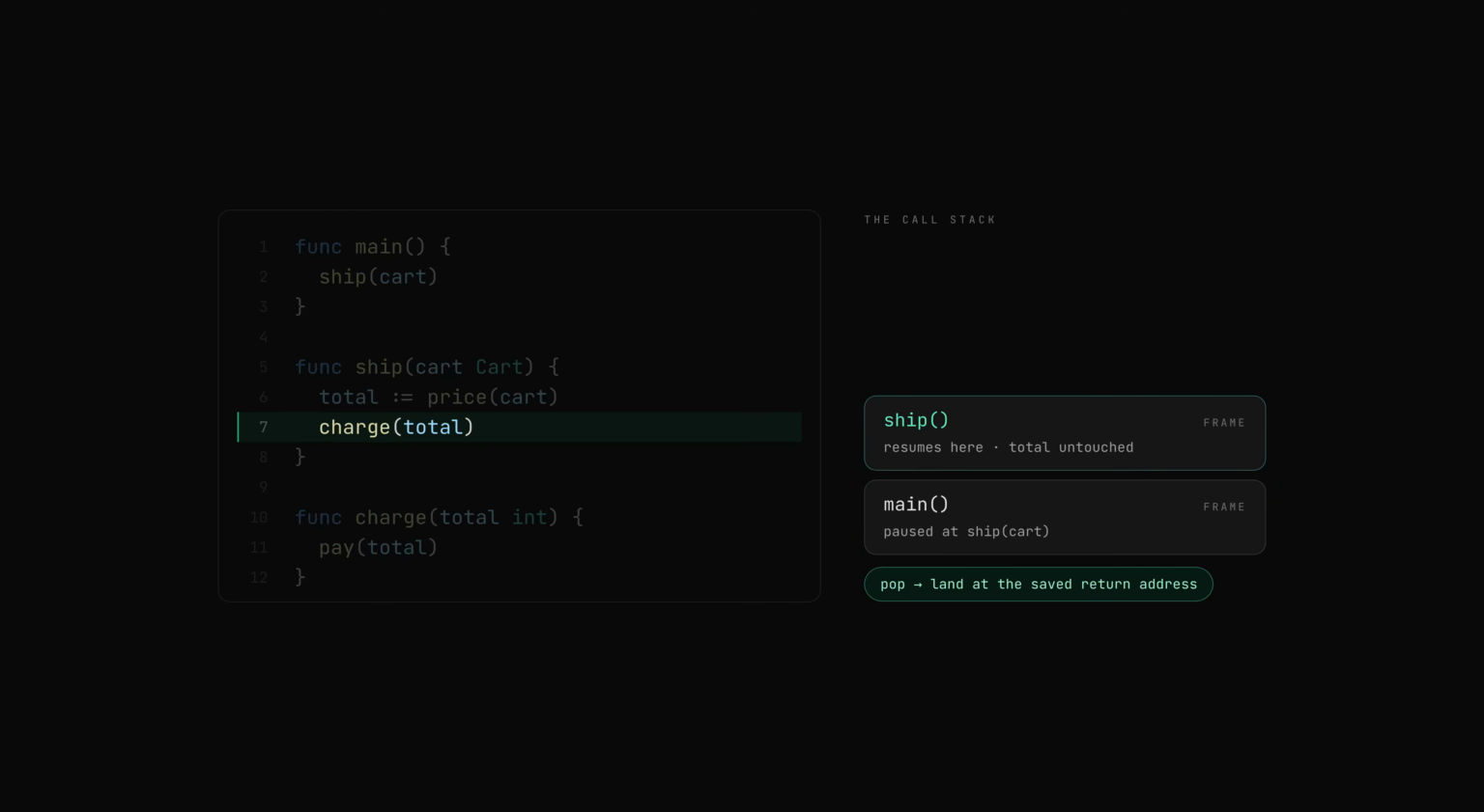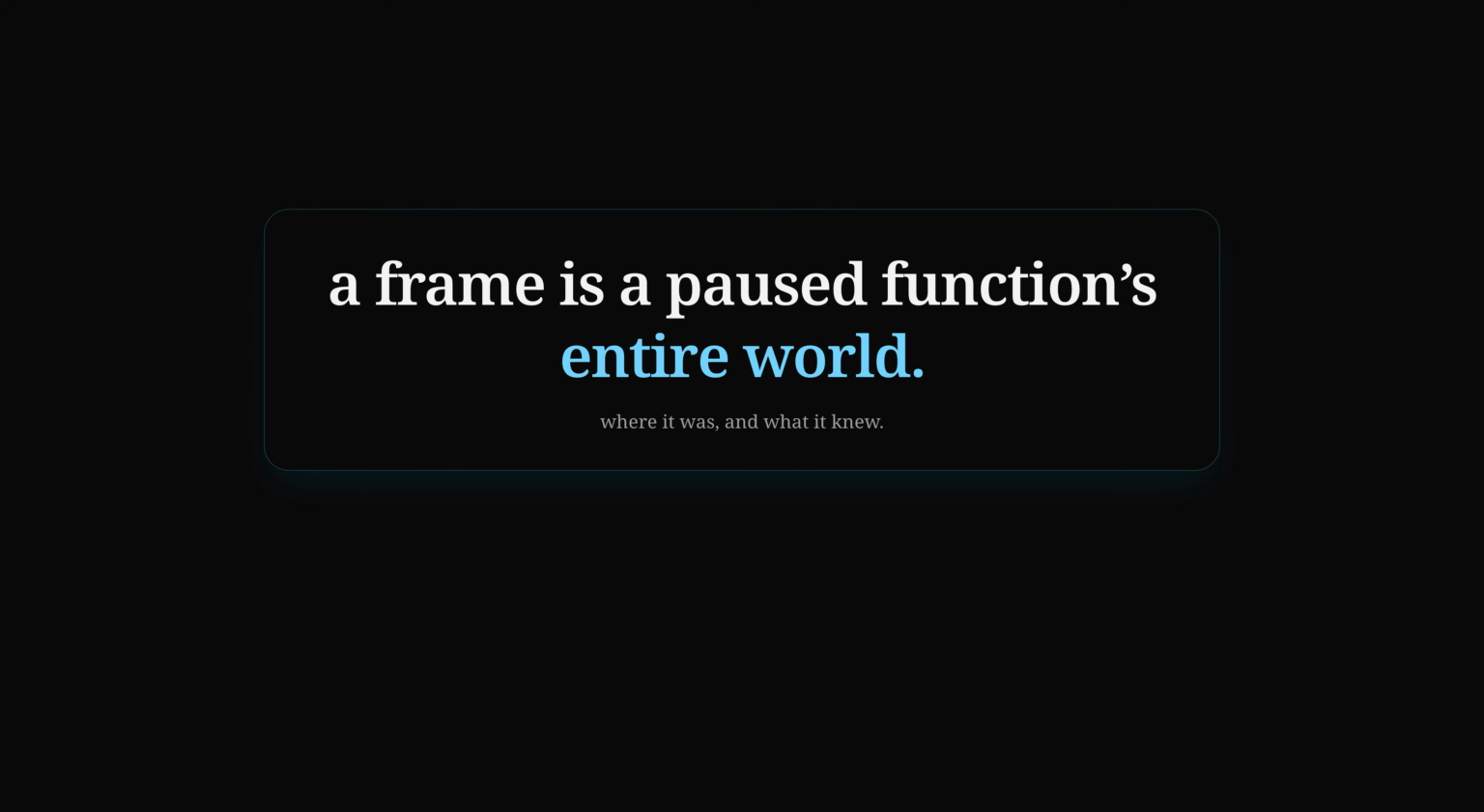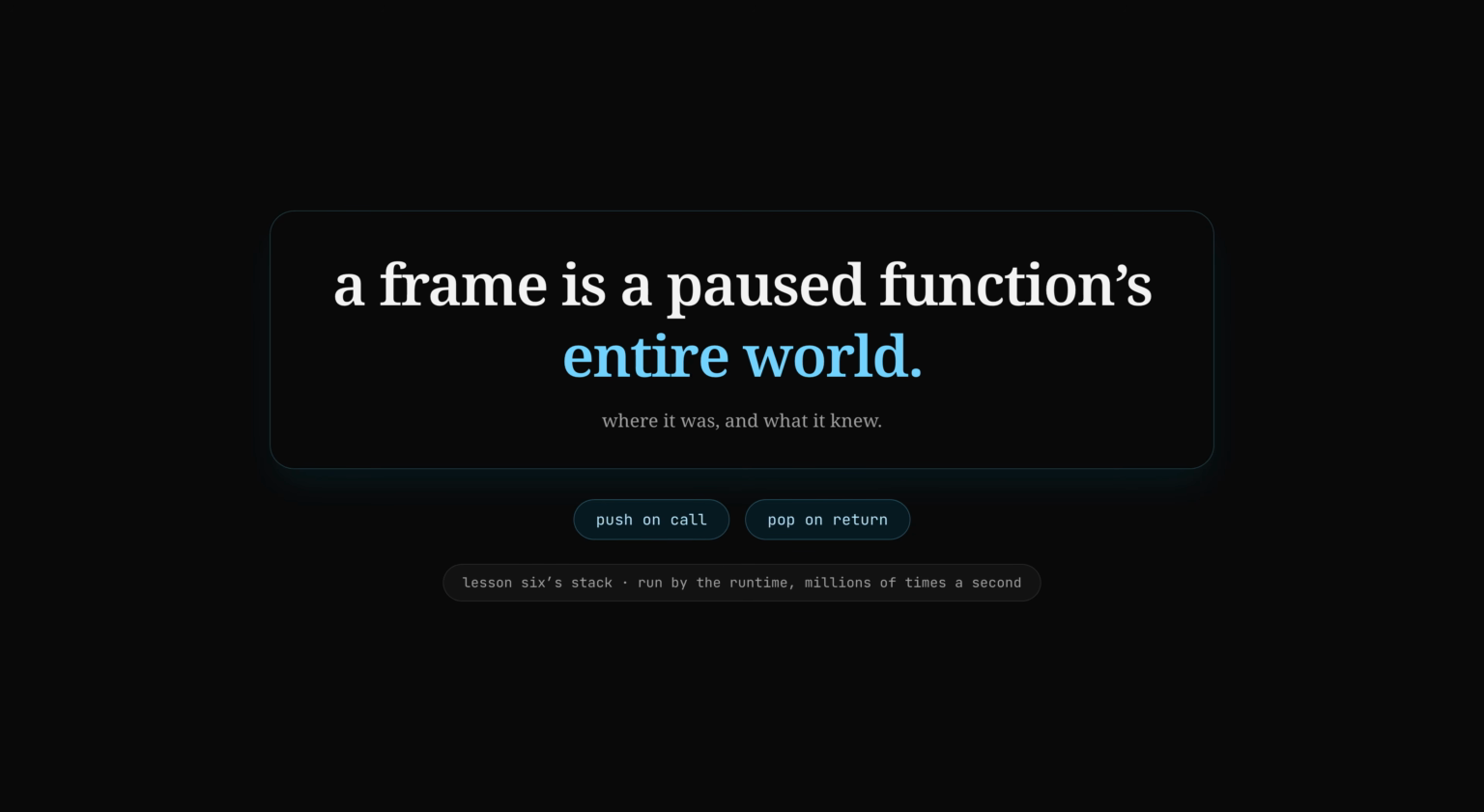Charge returns. Its frame pops, and execution lands precisely at ship's saved return address, with ship's total still sitting there, untouched. That's the whole trick. A frame is a paused function's entire world, where it was and what it knew. Push on call, pop on return. The function that must finish next is the one called most recently. That's not a new discipline. That's Lesson 6's stack, run by the runtime millions of times a second.